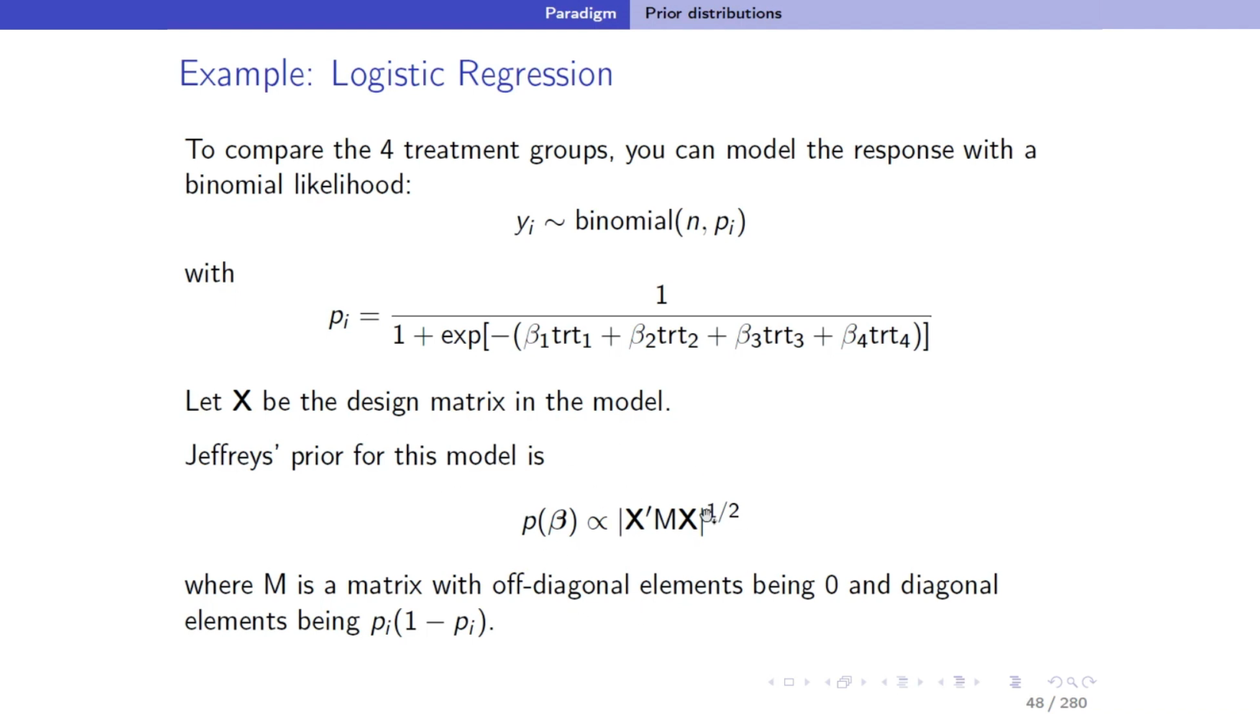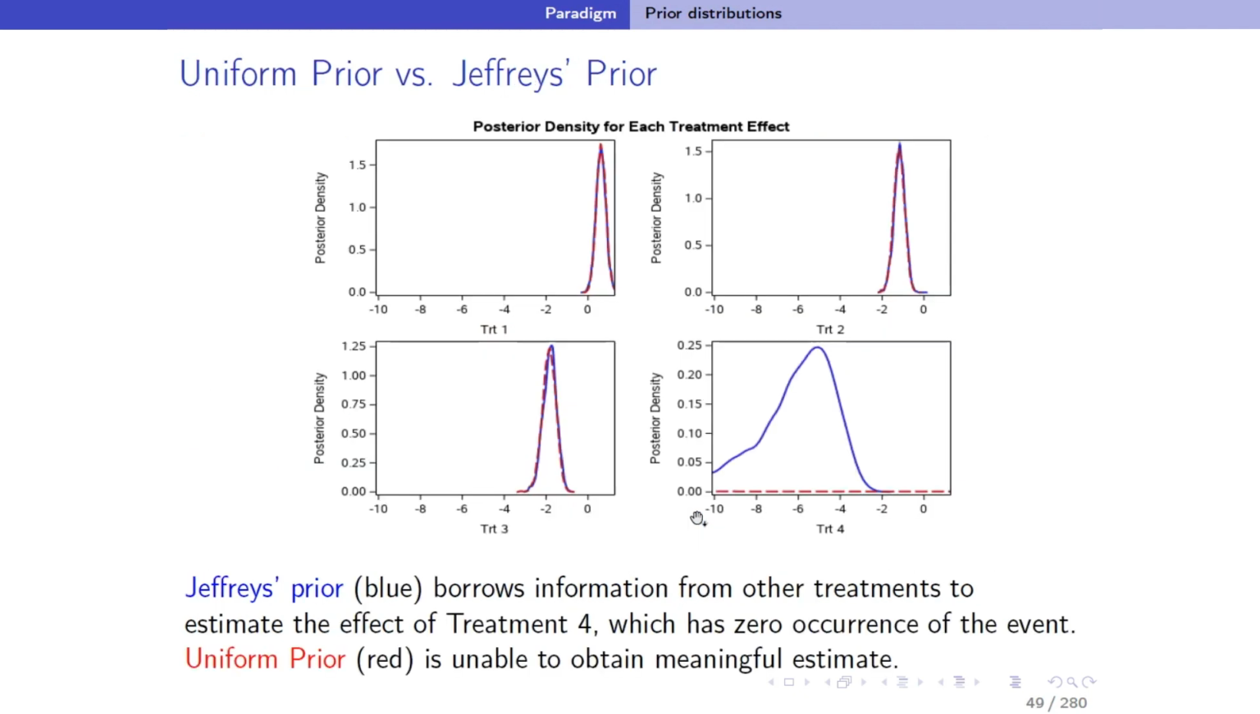It's a binomial model with treatment, logistic, and the Jeffrey's prior is this piece. Okay, X transpose M X, and M is a diagonal matrix with elements of Pi times 1 minus Pi. And now the blue line is the Jeffrey's posterior, and the red line is using the uniform, and it can't estimate the last group. Okay, just no information is in there whatsoever.